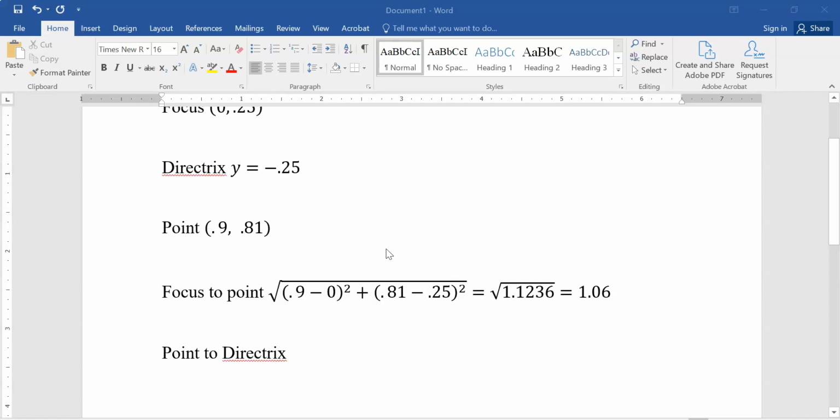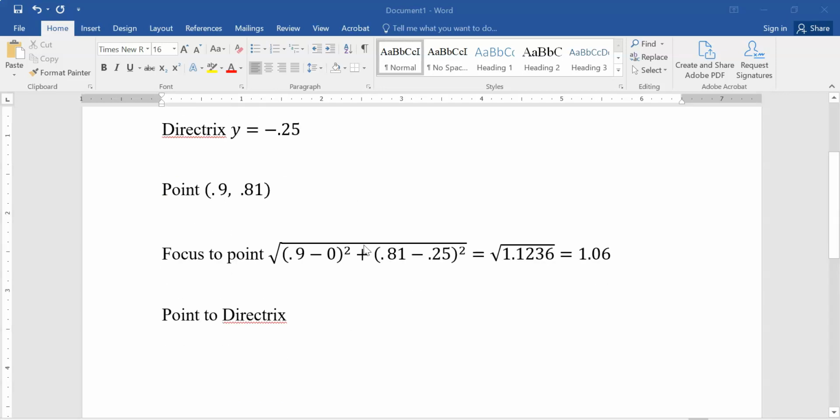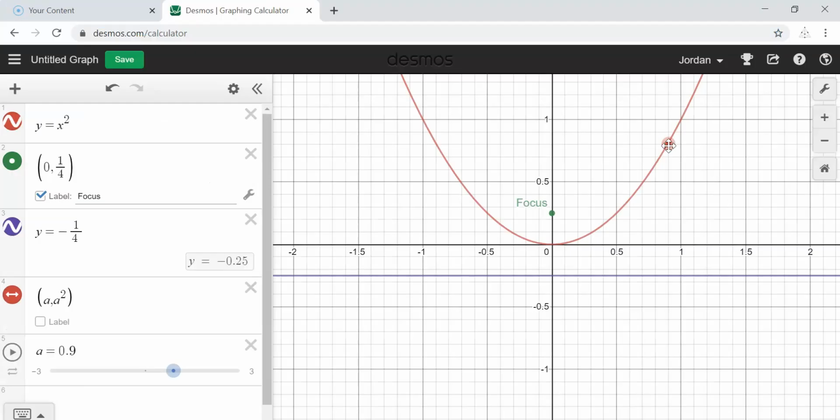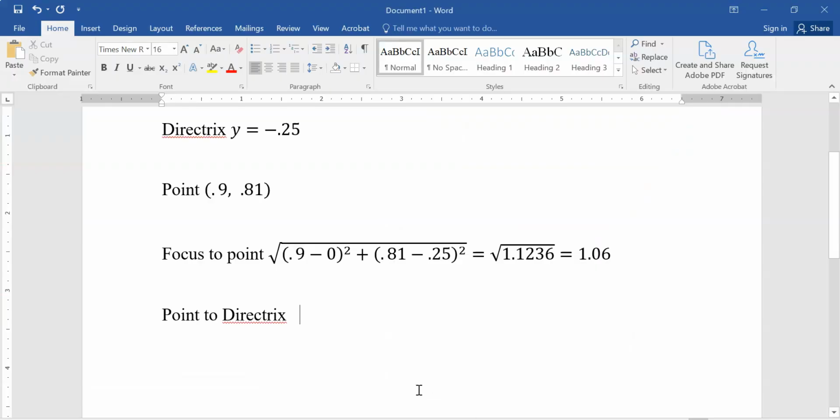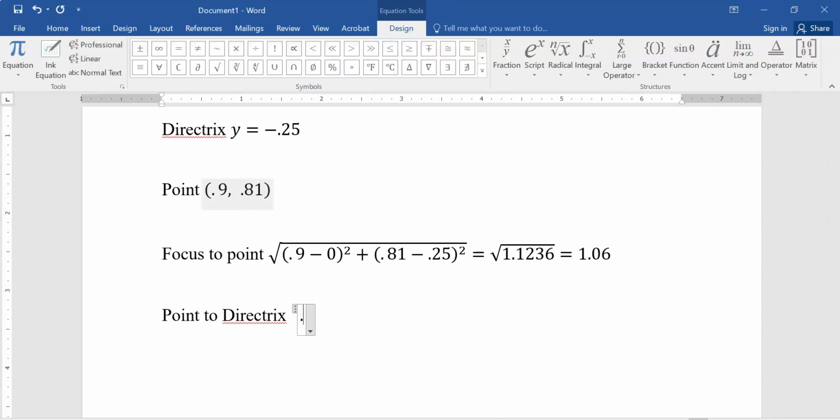Now look at the distance between the directrix and the point. Like I said, for the directrix you have to go straight down, so it's going to have the same x value in this case. So all we have to do to figure out the distance from the point to the directrix is take the y value, 0.81, and see how far away that is from the y value of the directrix, -0.25.